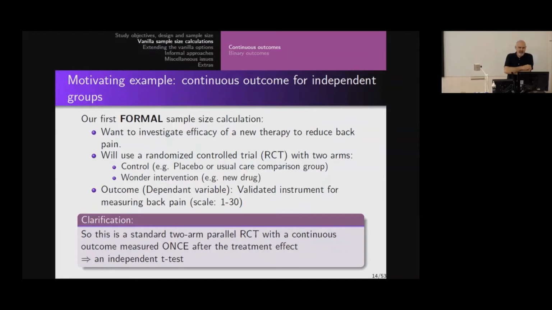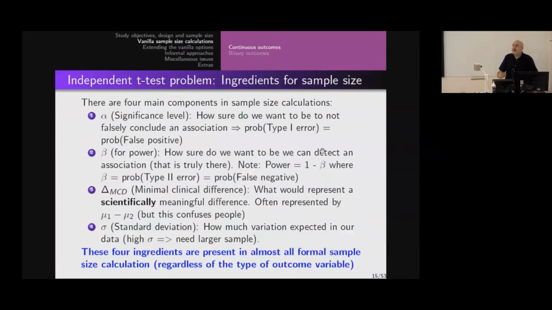So just to clarify, this is a standard two-arm parallel RCT with a continuous outcome measured once after the treatment effect. It's measured at baseline as well, just to check that everything's balanced, but we're not bringing that data into the formal analysis. It's only after the treatment has had time to work that we want to compare people. It's an independent t-test problem, in other words. Okay, so let me start.